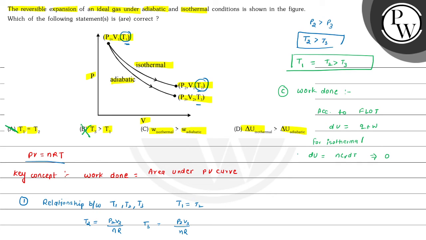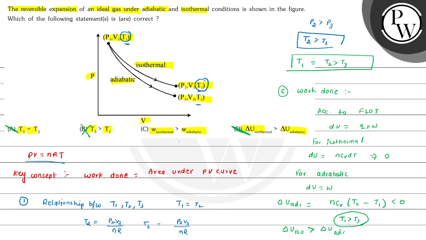Now for the adiabatic process, q is equals to 0, so dU is equals to w. So we can write del U adiabatic is equals to nCv times T3 minus T1, since the temperature here is T3. Here T3 minus T1 must be less than 0 because T1 is greater than T3. So from here del U isothermal must be greater than del U adiabatic. That means this option D is also correct.